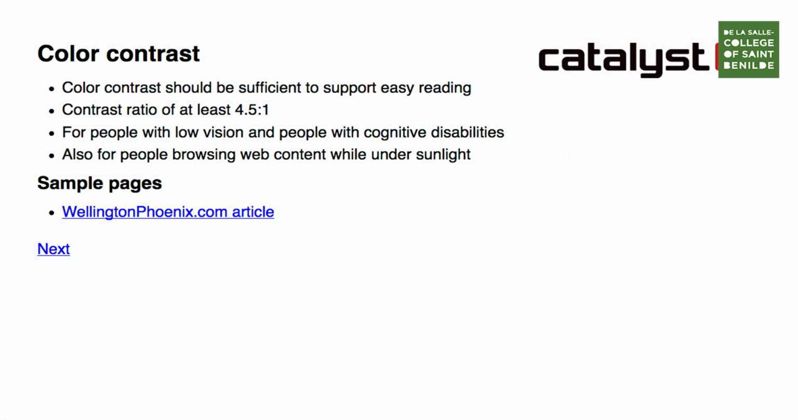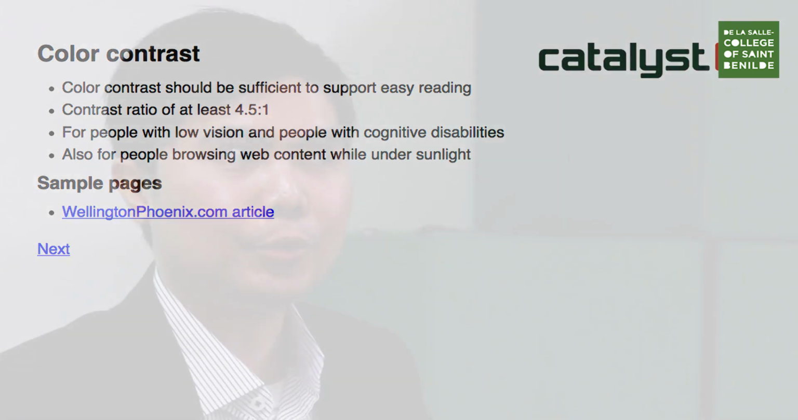As mentioned before, accessibility techniques also benefit people who do not have disabilities. In this example, people who are browsing web content through their mobile device under sunlight will benefit a whole lot from good color contrast. And you do not have to have a visual impairment in order to appreciate that.